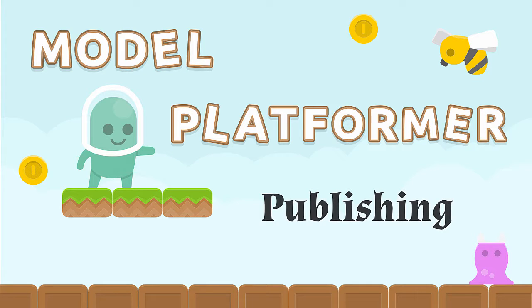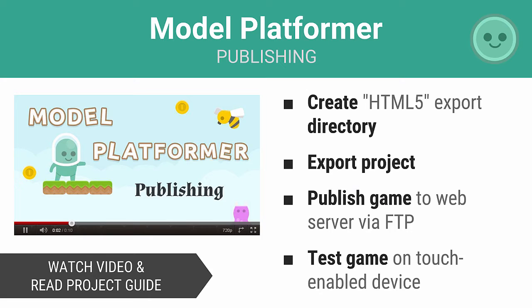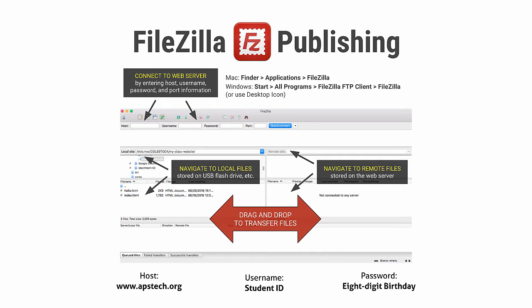It's time to publish our finished game to the class web server. Make sure you have your USB flash drive and your step-by-step project guide handy. The first thing we're going to do is create an empty directory called HTML5, and we're going to export our project files to it. Then we're going to publish them by using FileZilla to transfer them to the class web server. Last but not least, we're going to test our game on a touch-enabled device, but make sure you test it on a desktop PC as well.